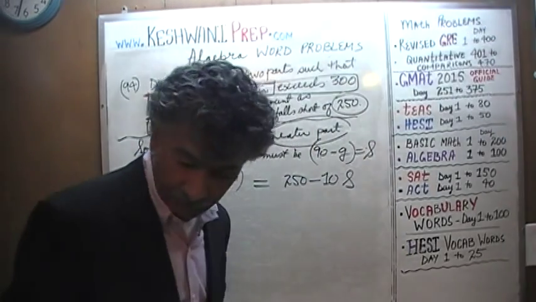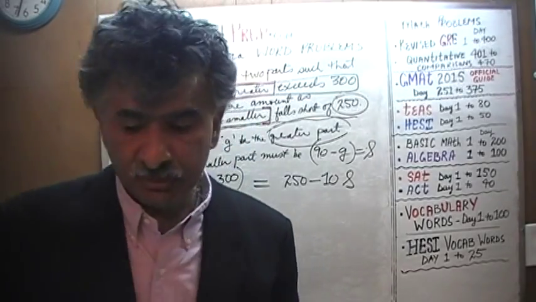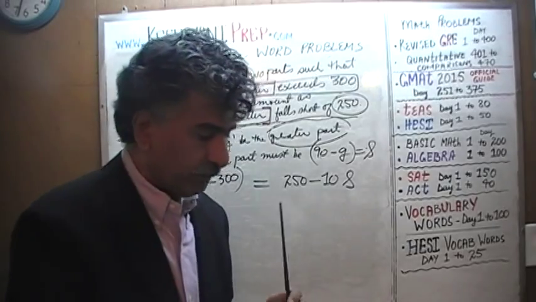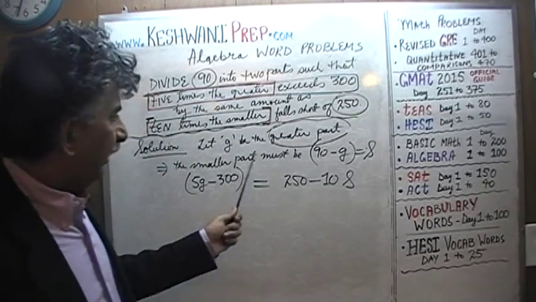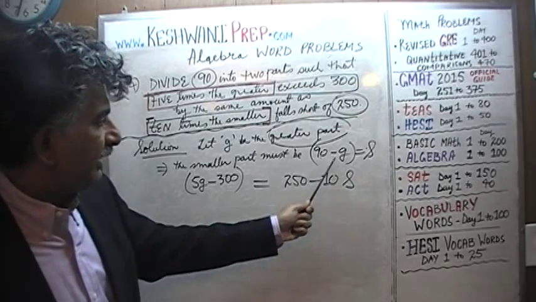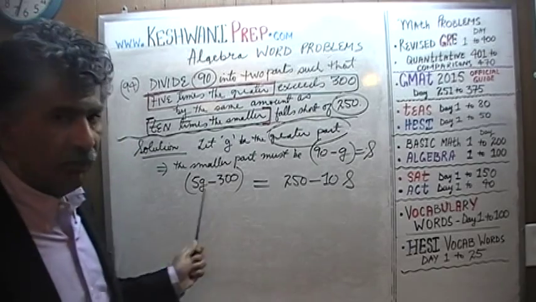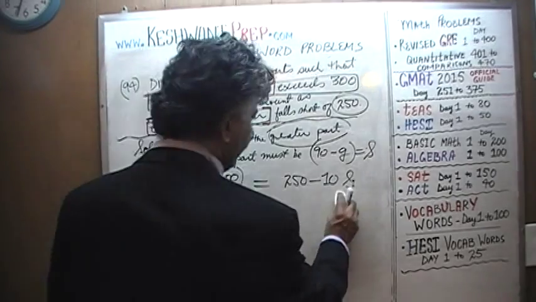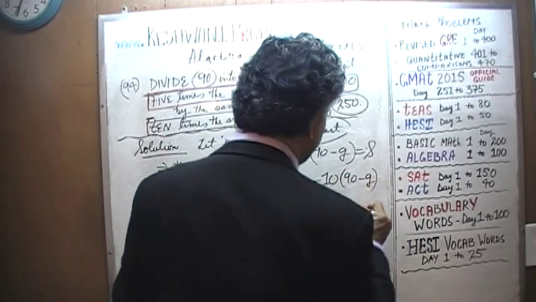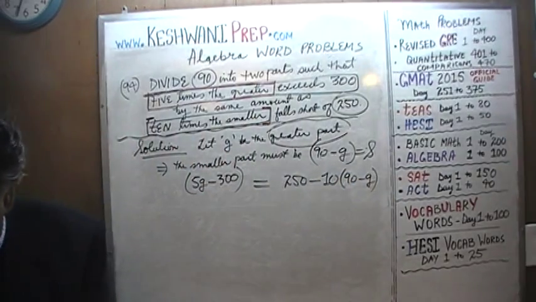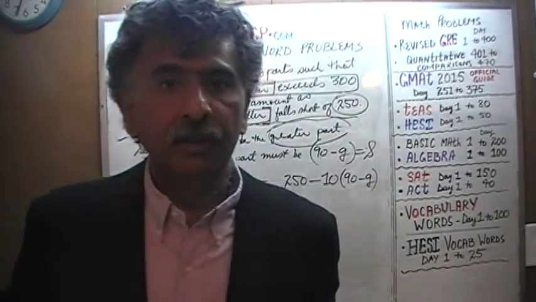But of course, in reality, we do not have two variables. We only have one variable. We just have to make a substitution for the greater part because we know what the greater part is. The greater part is G, and the smaller part, in turn, would be 90 minus G. Here is the smaller part. We're going to put this in place of that, and then we'll have one equation, one variable. Let's replace this S with 90 minus G. That's it. The rest is downhill. It's a simple linear equation, one variable, one unknown, nothing to it.